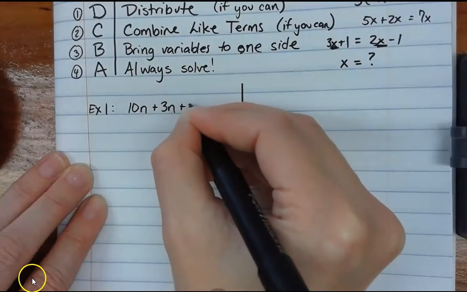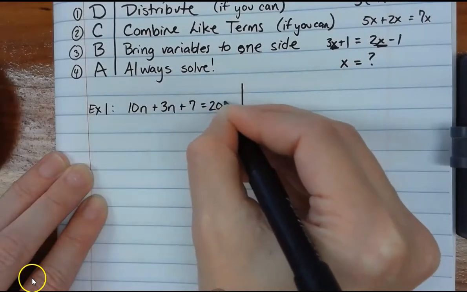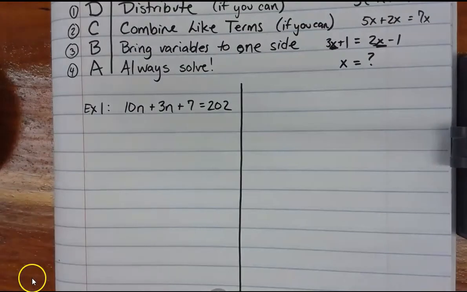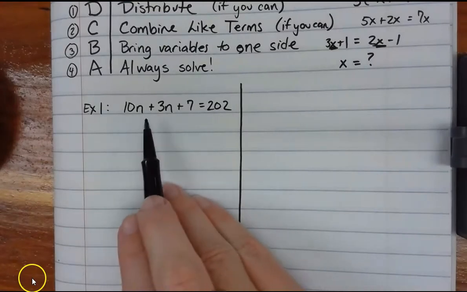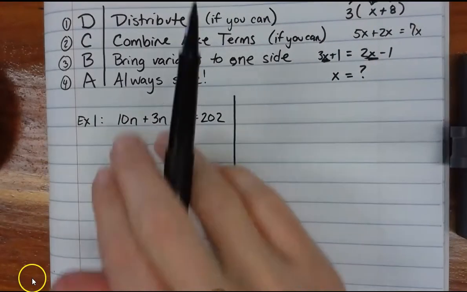I'm going to start with an equation that looks like this: 10n plus 3n plus 7 is equal to 202. And we remember that when we're solving equations, our goal here is to get n by itself. We want to know what n is equal to, and we're going to follow the steps above.